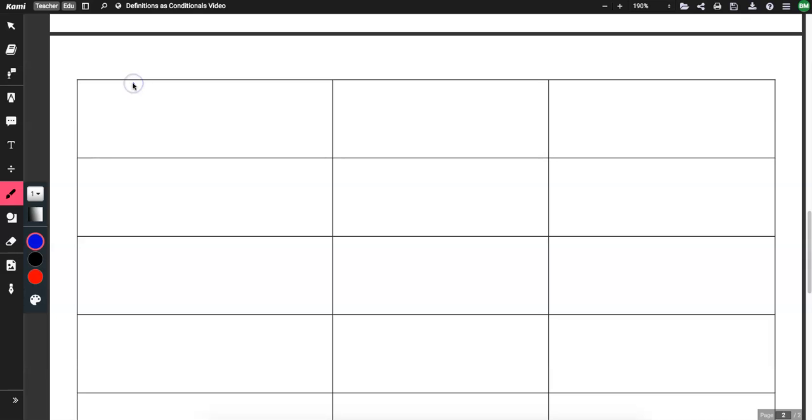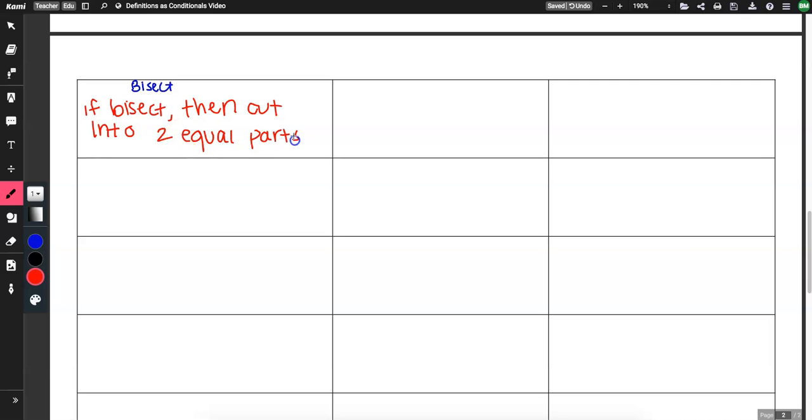So our first one we're going to add, let's add bisect. And that means in a conditional statement, we say if bisect, then cut into 2 equal parts. Pretty straightforward there. And then we'll just do trisect right away. Trisect right below it. If trisect, then cut into 3 equal parts.